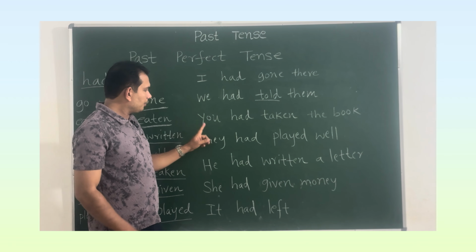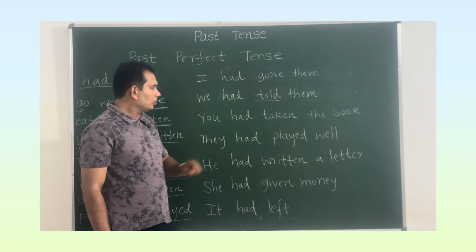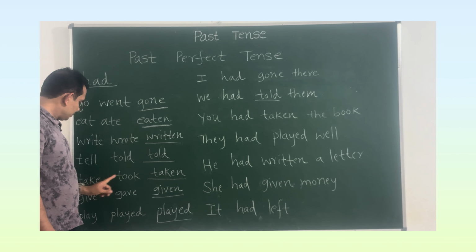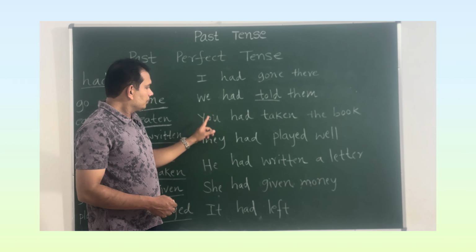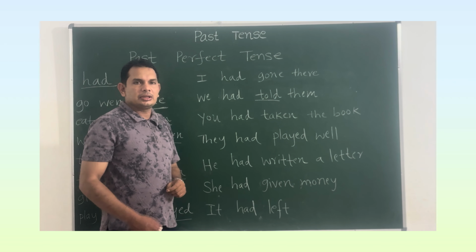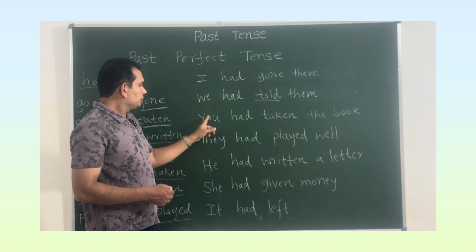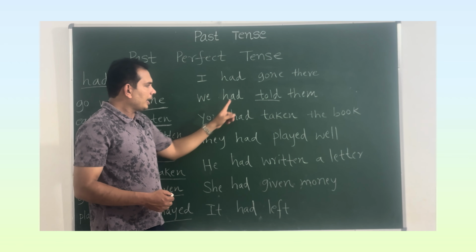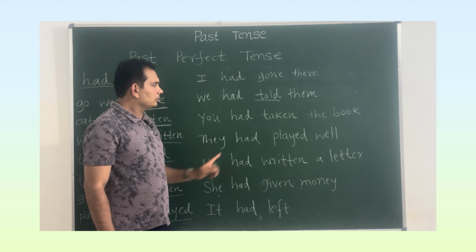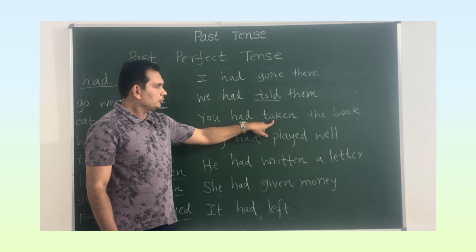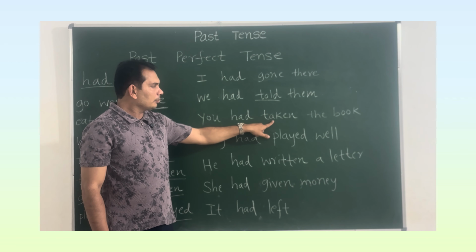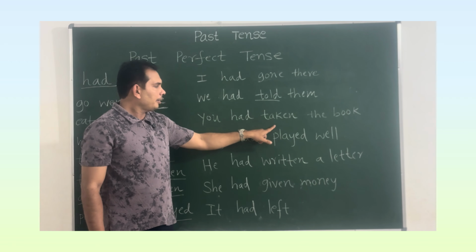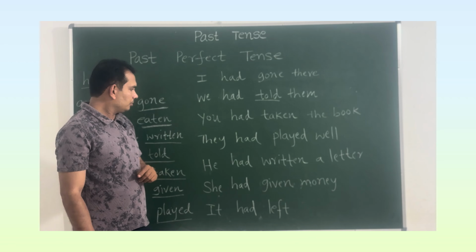You may say we had told them before they knew about it. Moving on to the next example, you had taken the book. Taken is the past participle form of the verb take. If we say you had took the book, it's grammatically incorrect. You had take the book, it's also wrong. We must say you had taken the book. The rule here is we have to use the past participle form of the verb or third form of the verb after the auxiliary had. You had taken the book.